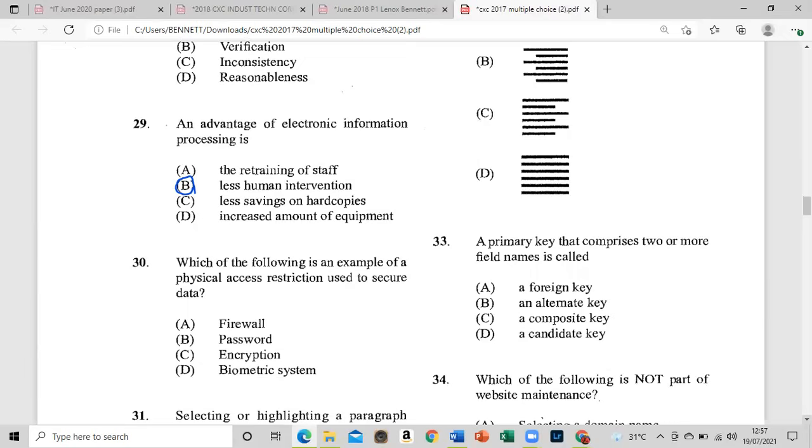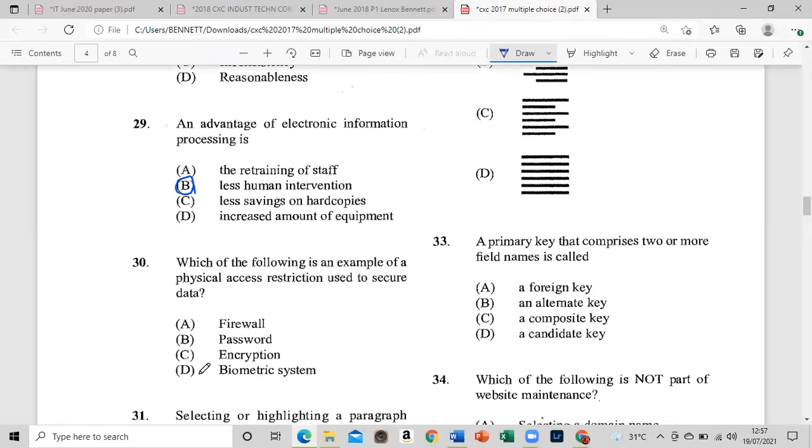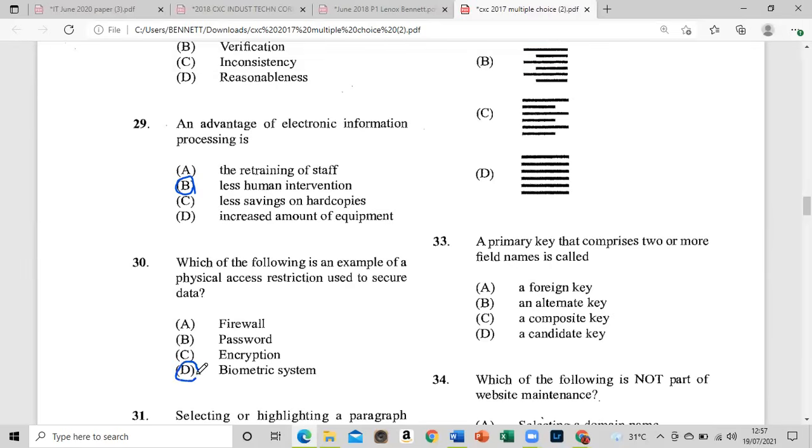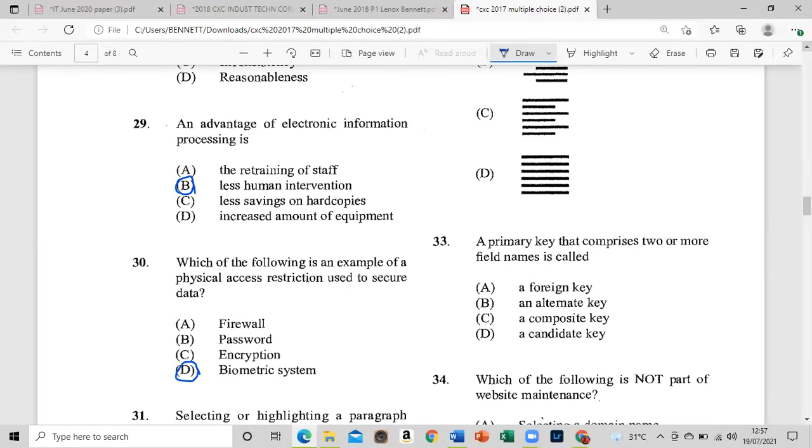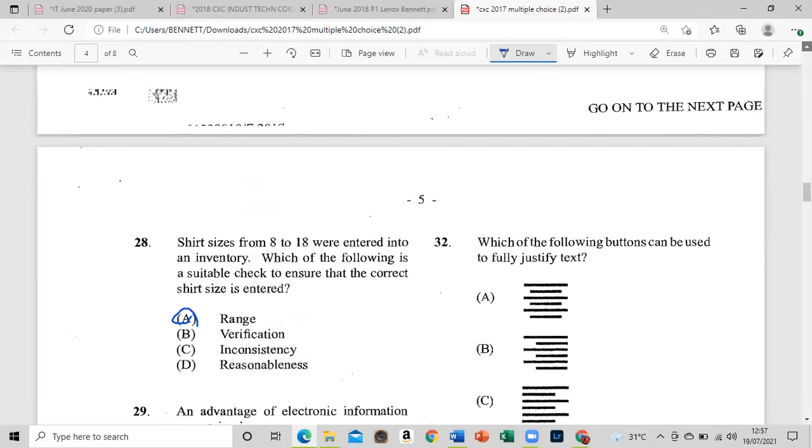Which of the following is an example of a physical access restriction used to secure data? Is it A, firewall? B, password? C, encryption? Or is it D, biometric system? Physical access restriction, right? So it can't be a firewall or the others. It has to be biometric, by your finger. Physical.